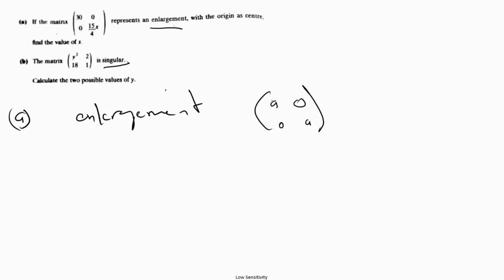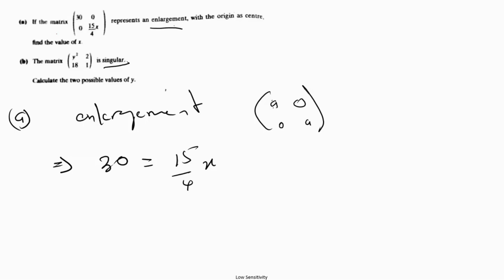So how does this information help us? We do know that if the enlargement is from the origin, these diagonal entries are going to be the same. So the values of A and A, with the origin as the center, are going to be equal. So what does that tell us? That tells us that 30 is equal to 15 over 4x.